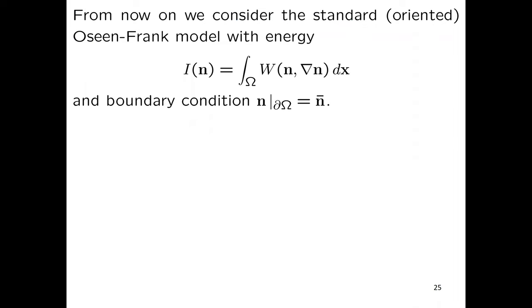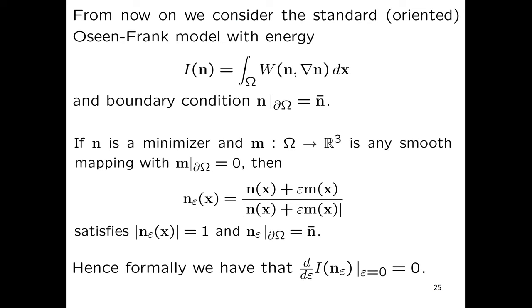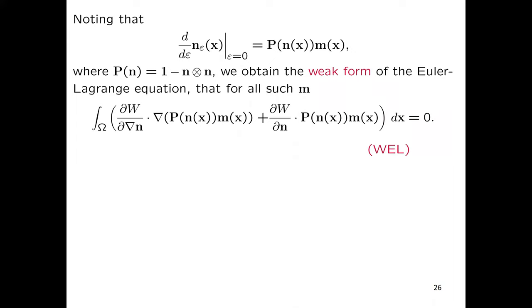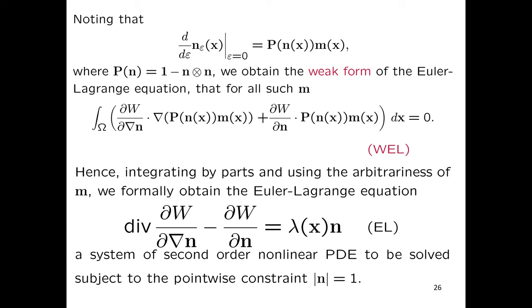So you can set up this standard Oseen-Frank model, and N now is a unit vector field. And we calculated the Euler-Lagrange equation in the usual way. And we got a weak form here. That's the weak form of this Euler-Lagrange equation, which you can say is the normal Euler-Lagrange operator, but with this projection applied to it, and that's because N is a unit vector and it's equivalent to introducing a Lagrange multiplier for the constraint n squared equals one, and then you get a lambda(x) times n on the right hand side. Okay, so that's where we were last time.